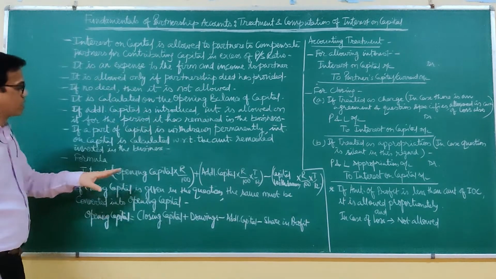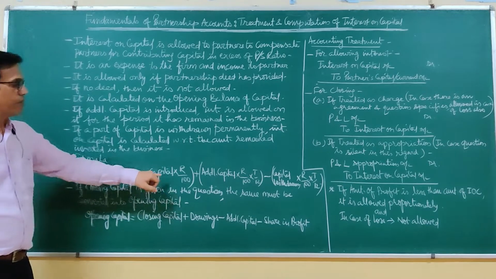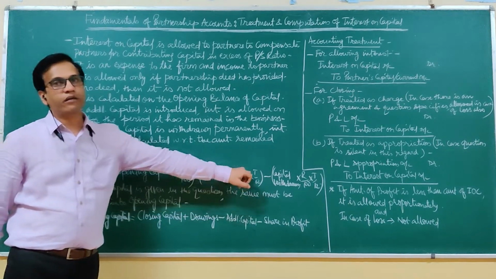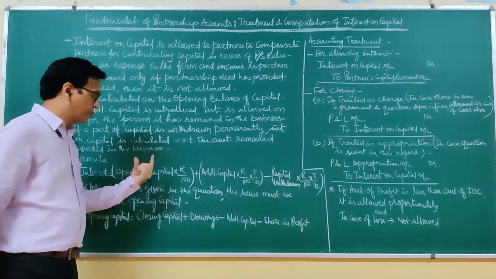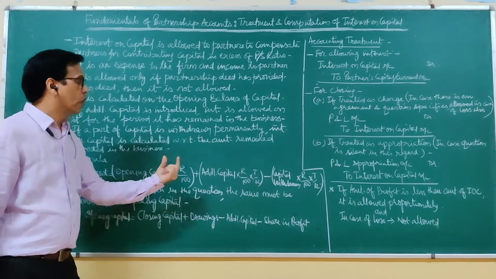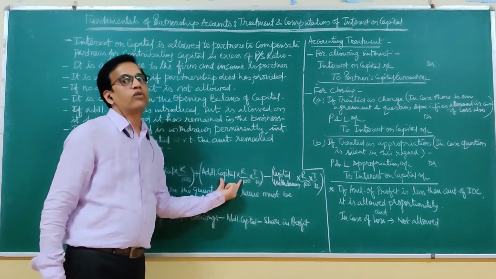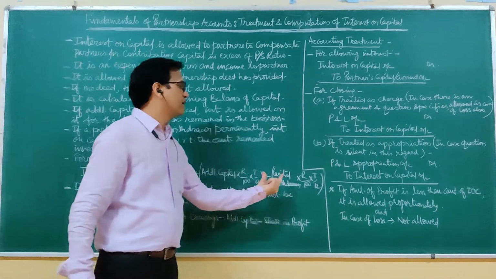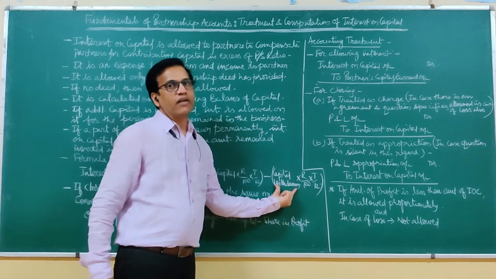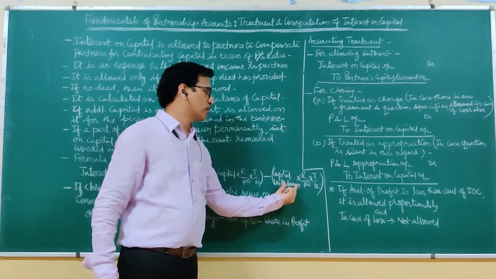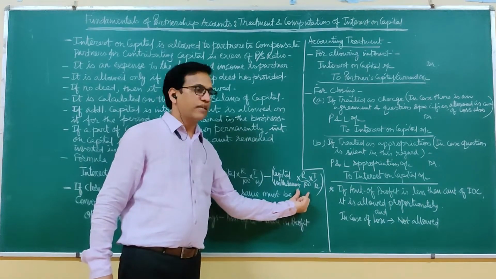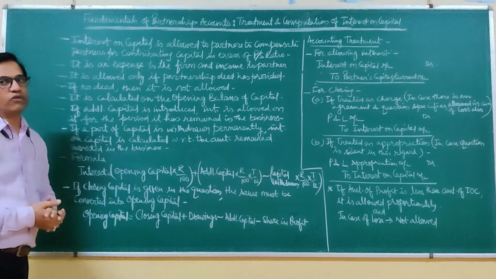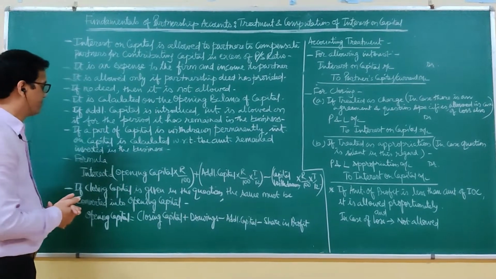So the formula says: opening capital into rate by 100, plus additional capital into rate by 100 into T by 12. On opening capital it will be for the full year. On additional capital it will be for the number of months it was introduced, and minus interest on capital withdrawn at the rate agreed into T by 12. So this will be the formula to calculate interest on capital.